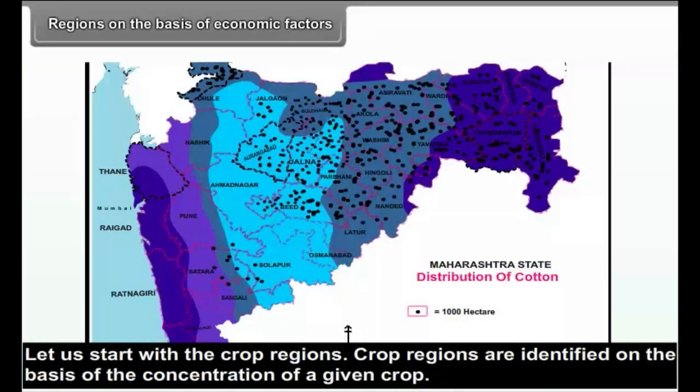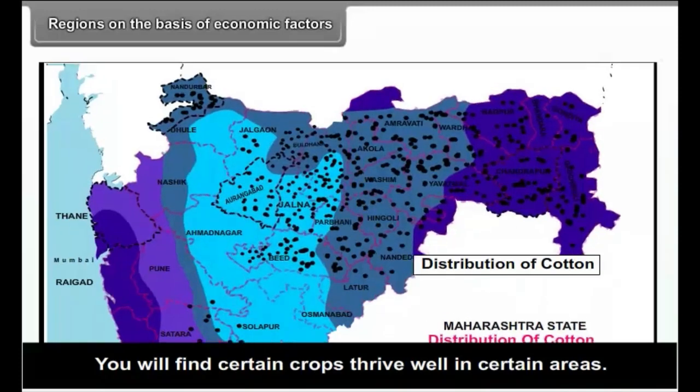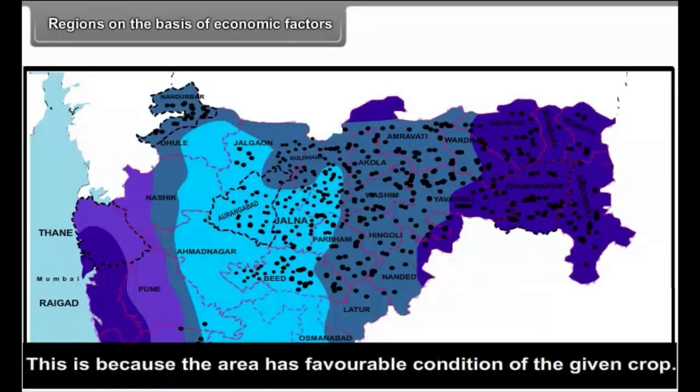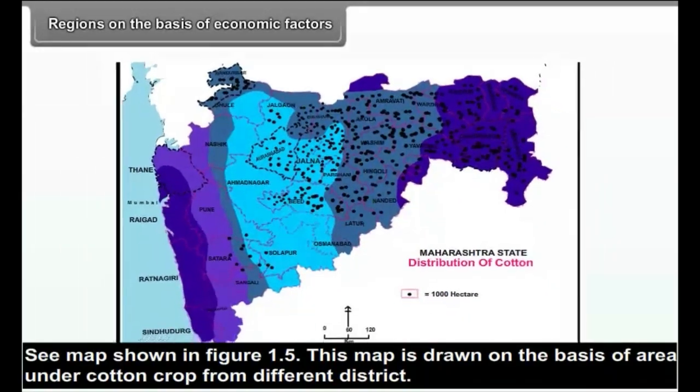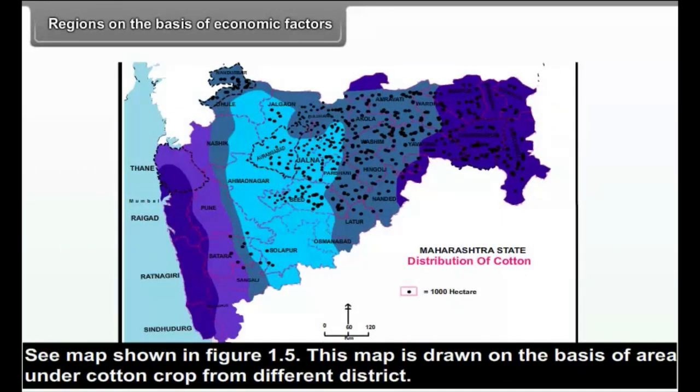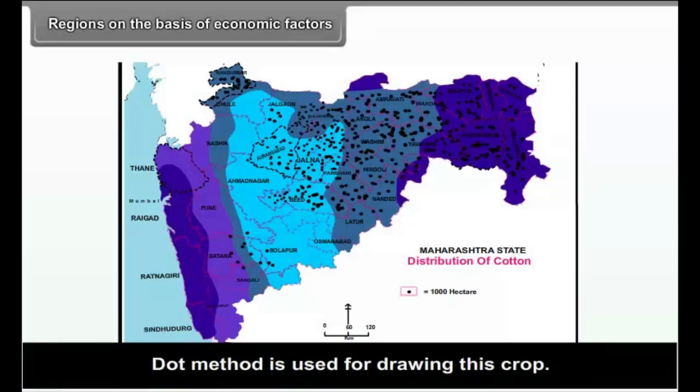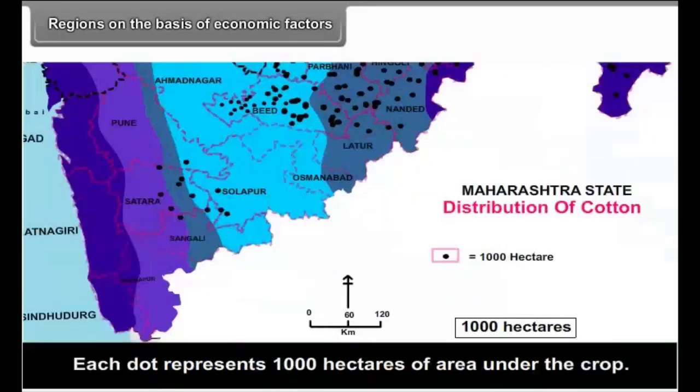Crop regions are identified on the basis of concentration of a given crop. You will find certain crops thrive well in certain areas. This is because the area has favorable conditions for the given crop. See the map shown in figure 1.5. This map is drawn on the basis of area under cotton crop from different districts. The dot method is used for drawing this map. Each dot represents 1000 hectares of area under the crop.